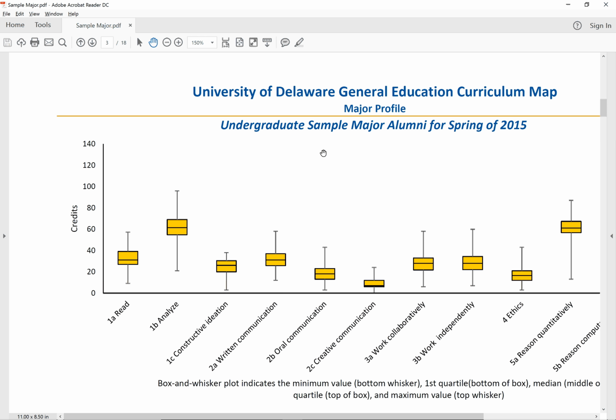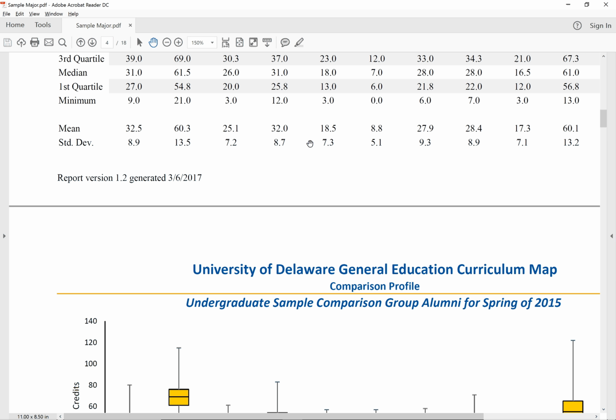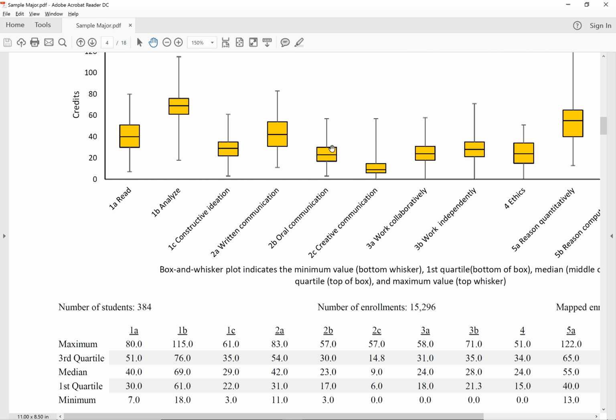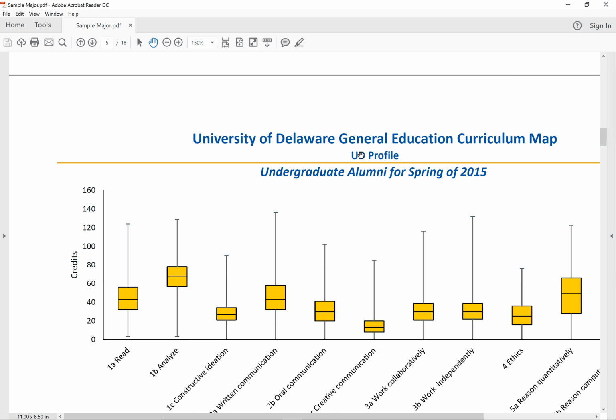The first profile focuses only on students in the program that is the focus of this report. The second and third profiles provide additional context to help interpret the major profile. The second profile adds in the other students from a comparison group. By default, this group includes all of the other programs in the same college, or portfolio for programs in the College of Arts and Sciences. The third profile adds in all of the remaining undergraduate students who earned an undergraduate degree in the spring of 2015.